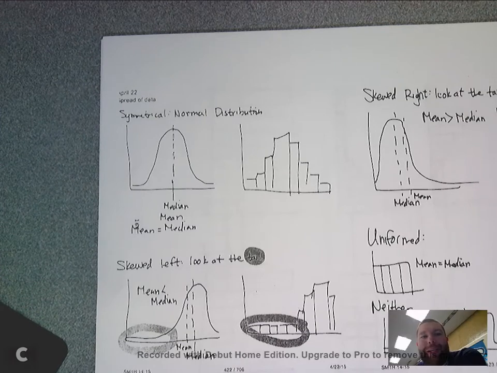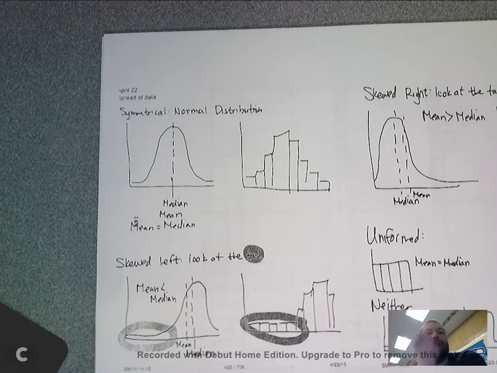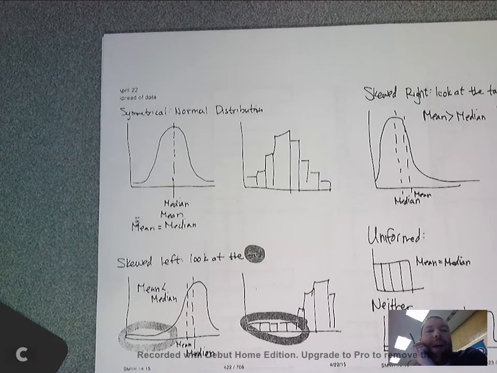Okay, everybody, so today we're going to be talking about data, specifically how data is spread. There are 5 different types of data that we usually talk about, or at least the spread of the data, when we're talking about how it's distributed and stuff like that.